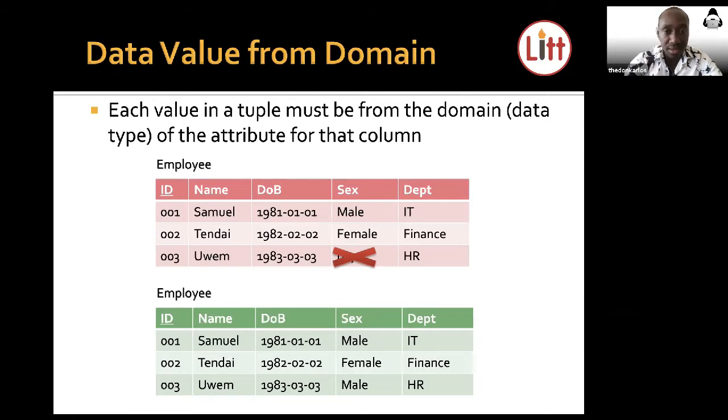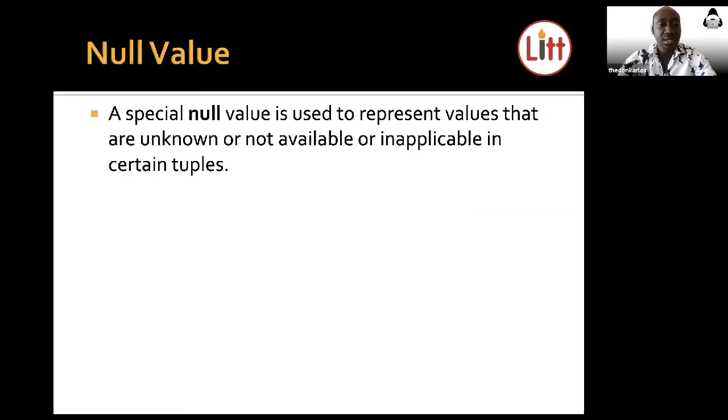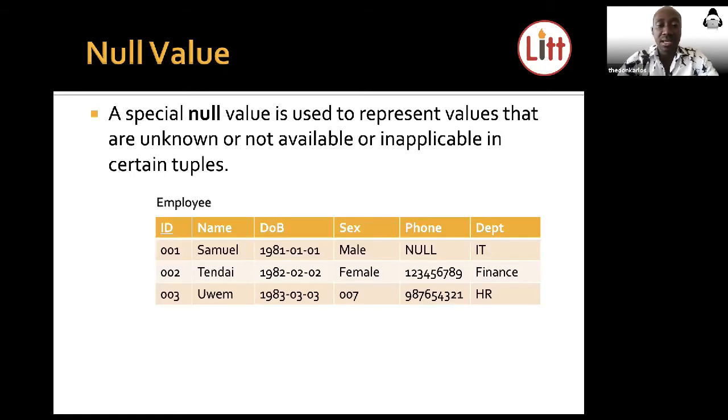Now let's look at the last of the characteristics. We talk about a special null value. We said this is used to represent values that are either unknown or not available or inapplicable to certain tuples. And in a data set, sometimes you'd find null values in your data set just like this. People have different interpretations of null values in a data set. When you take a look at this data set, employee number 1 has a null value for phone.